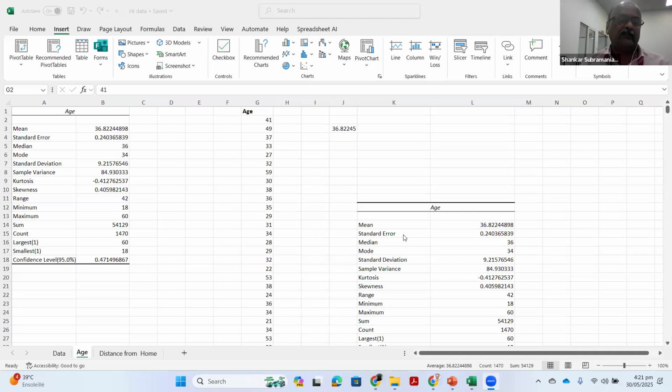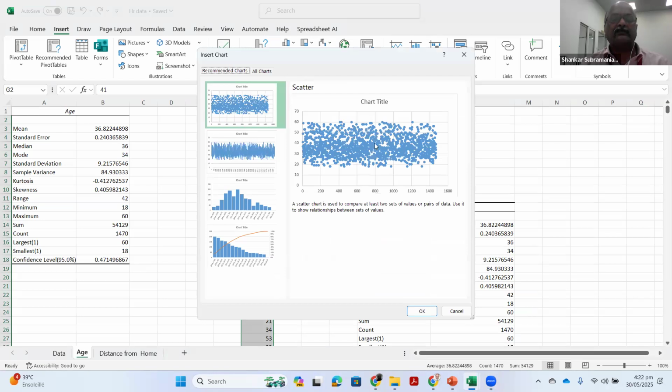Okay, I'll go back to the chart. So what I do is I'll build up something which we call the insert chart. This shows me what the outlier is basically. So here I press chart. The scatter chart will also give me how the data is scattered.